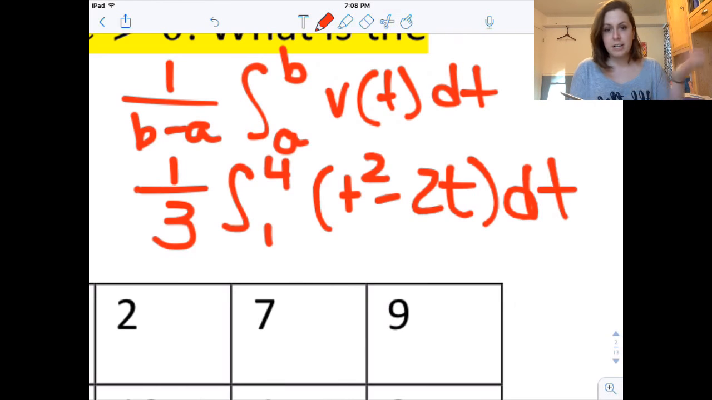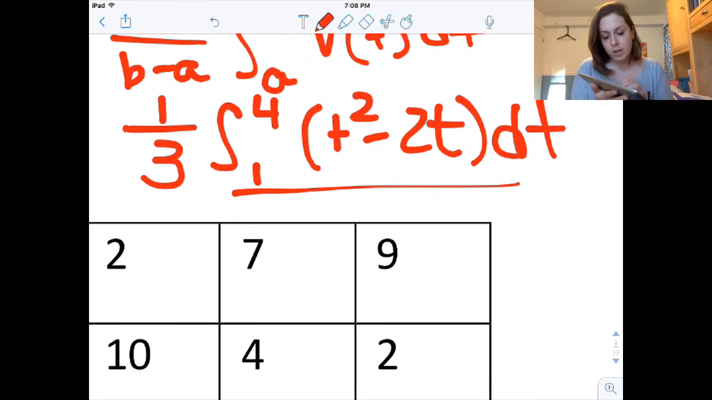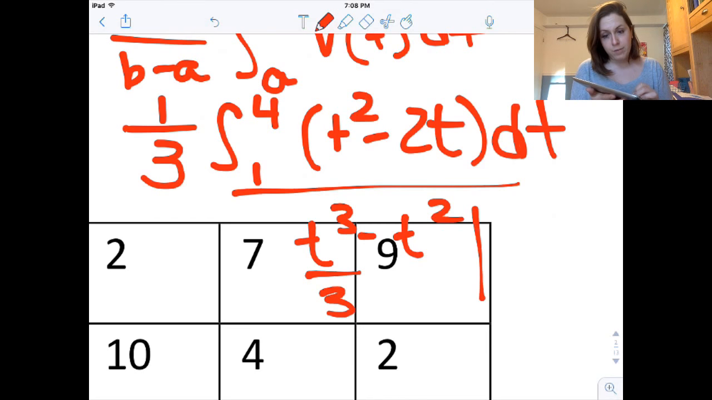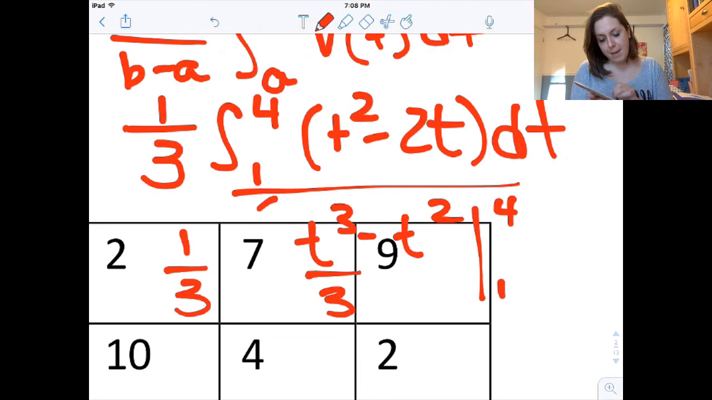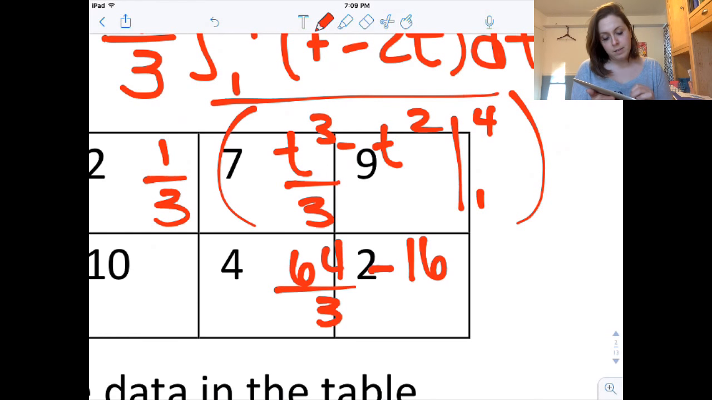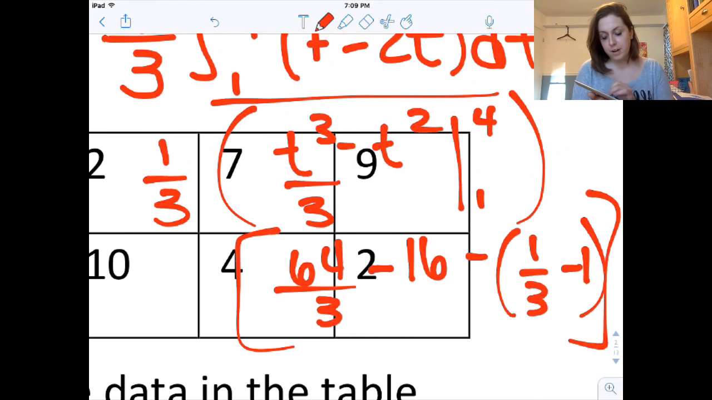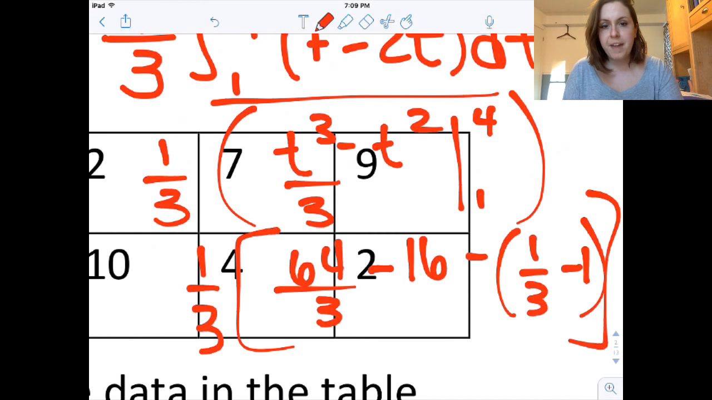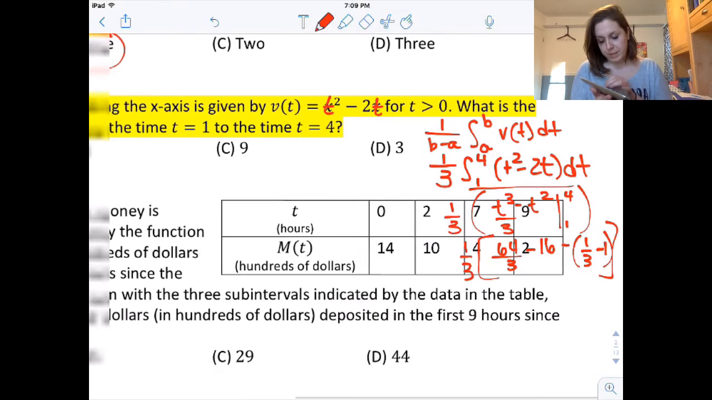So let's actually calculate this. This integral is what I'm going to work on now. So t cubed over 3 minus t squared, evaluated from 1 to 4. And I want 1/3 of that, right? So t cubed is 64 over 3 minus 16, minus 1/3 minus 1. All of that times 1/3. And when we actually simplify that, which you would need to be able to do here without a calculator, that comes out to be, what number was this, 5? That comes out to be 2, which is B.